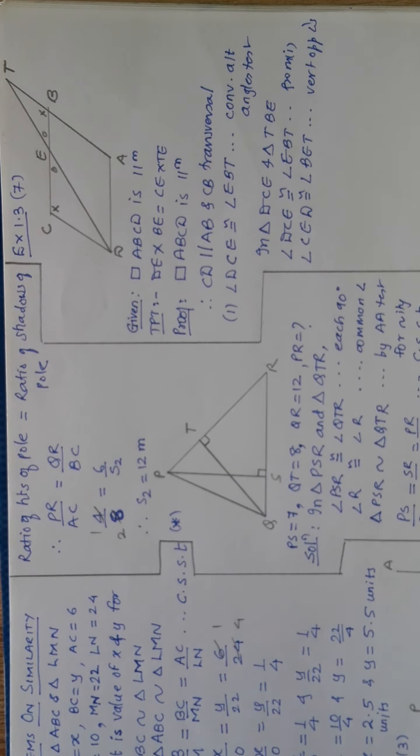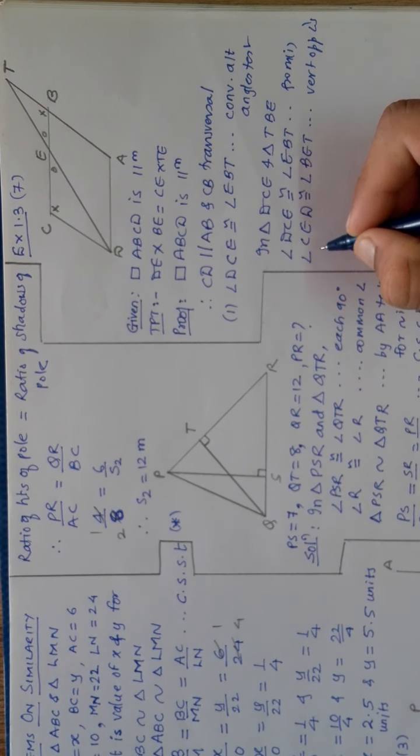So now again the same comment comes. Two angles of the first triangle are correspondingly congruent to two angles of another triangle. Then the two triangles are said to be similar by the AA test for similarity. So this is a very near and dear test for us.